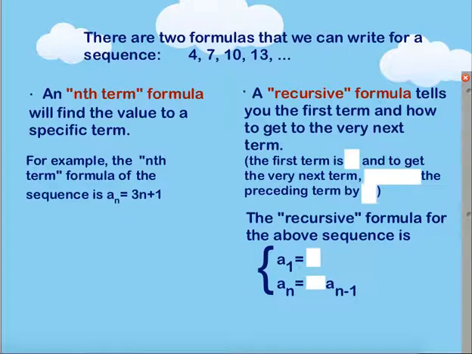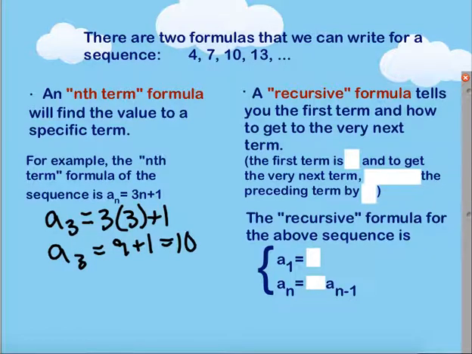So we've talked about sequences before, and we have two ways to do it. If we had this sequence 4, 7, 10, 13, we have our nth term formula, which is something we've found before, and that finds a value for a specific term. In this case, the formula is a sub n equals 3n plus 1. So if I wanted the third term, a sub 3, that would be 3 times 3 plus 1, which is 9 plus 1, which is 10. That's exactly what it gives us, and that is our third term of the sequence.